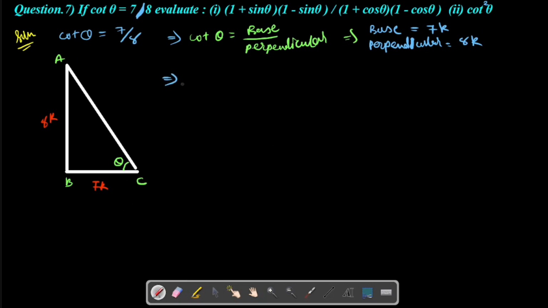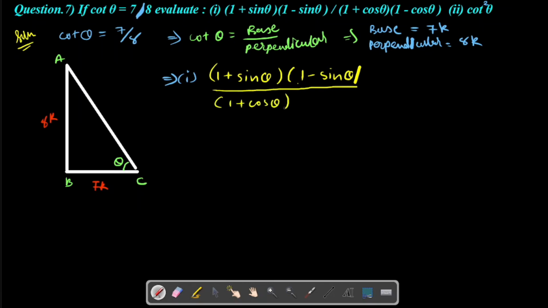Now the first one, what you have to find? 1 plus sine theta into 1 minus sine theta upon 1 plus cos theta into 1 minus cos theta. Very good. So we have 1 plus sine theta into 1 minus sine theta, upon 1 plus cos theta into 1 minus cos theta, right?